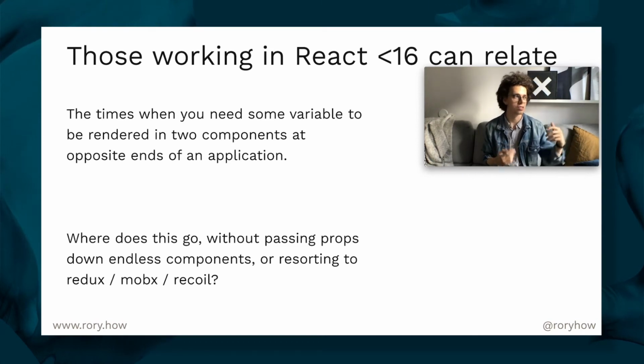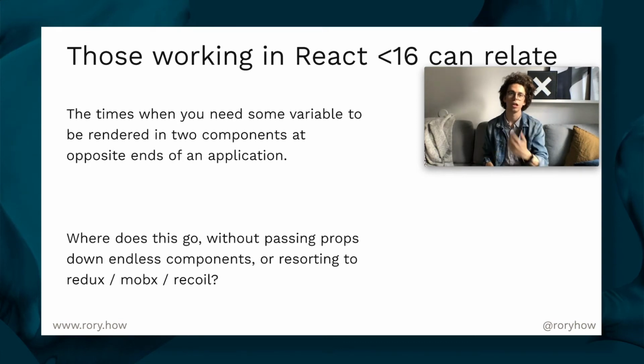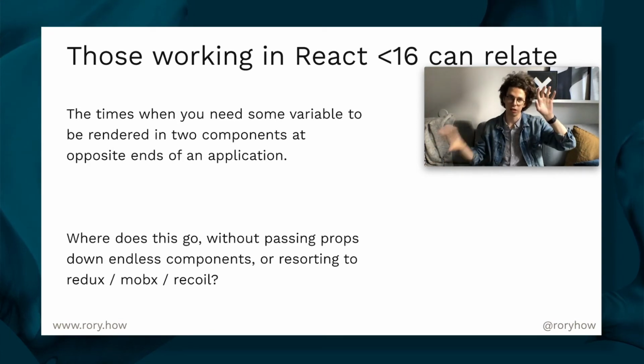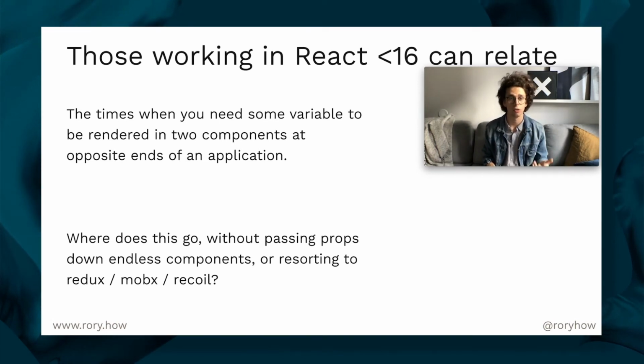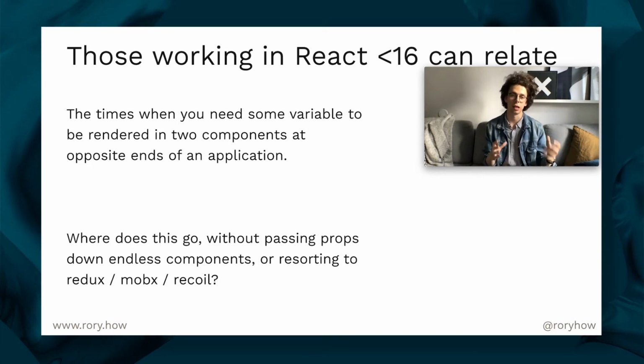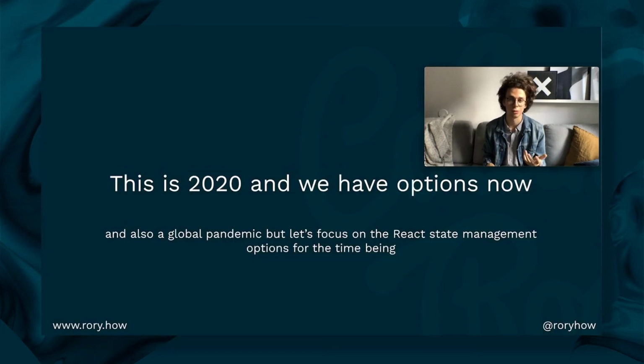Those of you who have been working in more, let's say, legacy React applications remember the times when you had to pass down every single piece of state through all of your components for it to reach the leaf node without having any other option. In these situations, you would then turn to Redux or MobX because that gave you a centralized way of managing your data and passing it around to all of your different components. But this is now 2020 and we have different ways of doing this.